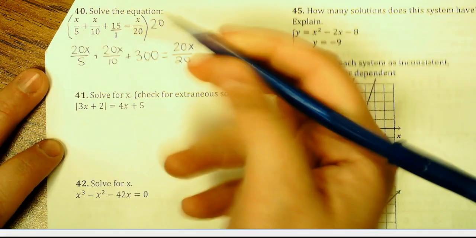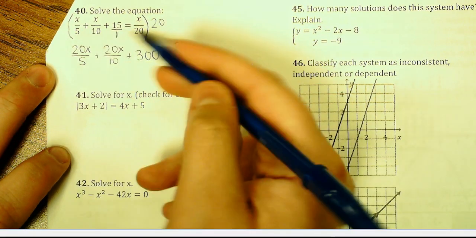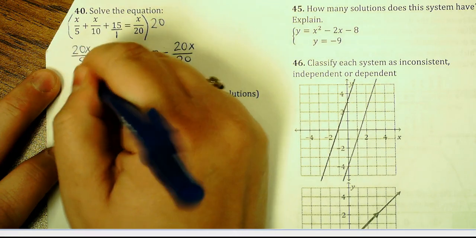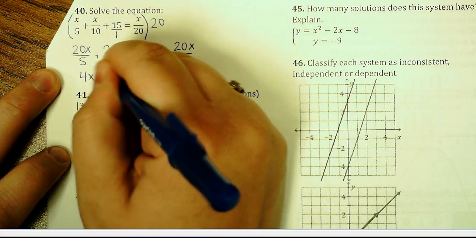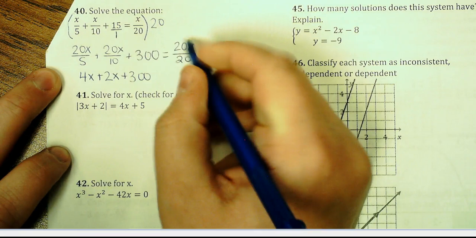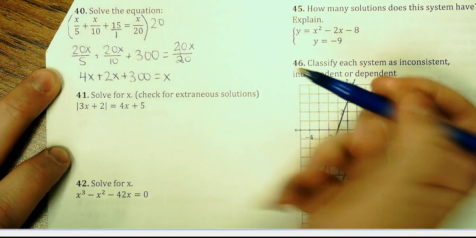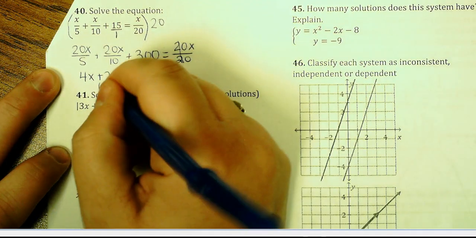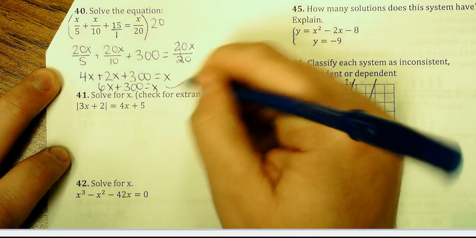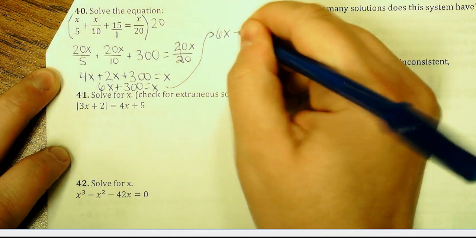Okay, now, if you have selected something that all the numbers in the denominator go into, all these fractions should disappear. This will become 4x, this will become 2x, this is going to stay 300, and this is just going to become x. Now, if it was me, this becomes 6x plus 300 equals x. I like to try to keep my variable positive, but in this case, that's not going to happen.